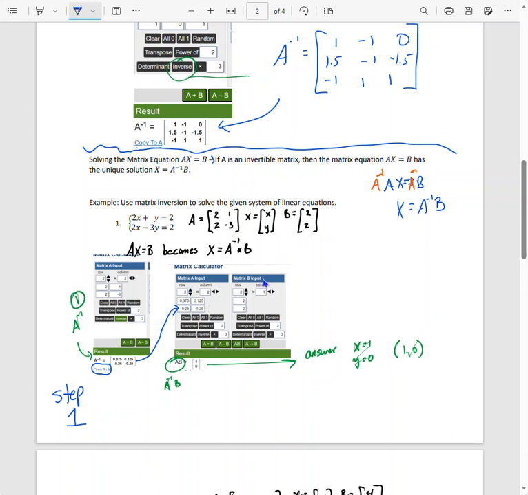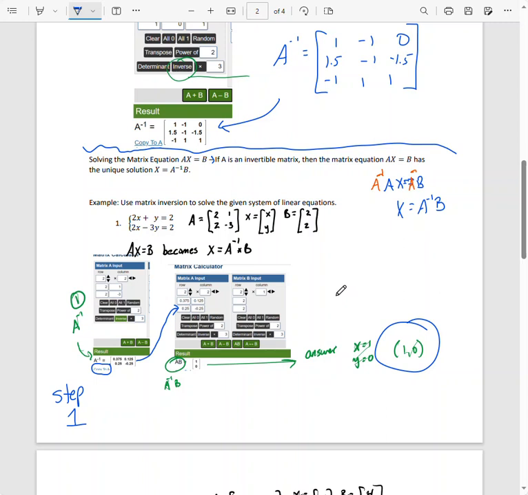I can enter my matrix B. There are 2 rows, 1 column. They're 2s. And what do I want to do? I want to take matrix A, which is really my A inverse, right? A inverse times B. I'm going to use the product. And when I multiply these two together, I end up with the matrix 1, 0. But what is that? Remember, that's my X. What's X? That's x, y. It's a column. So x equals 1, y equals 0. My answer is the point 1, 0. And you can check it, make sure it works.